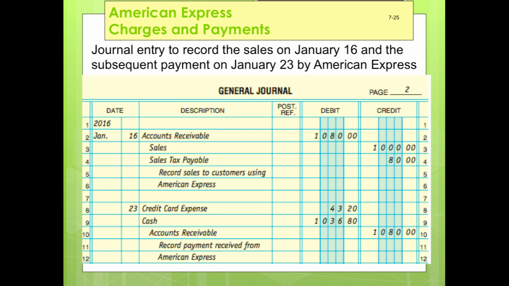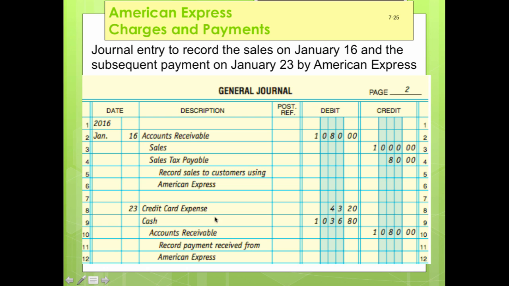This is how a journal entry to record the sale paid by American Express should look. It's a journal entry made on January 23rd, and that is by debiting accounts receivable for $1,080. This $1,080 is the total amount sold plus 8% tax. And then you separate what that means. Well, it was a sale for $1,000 and there was a tax payable for $80. And that is to record sales to customers using American Express.